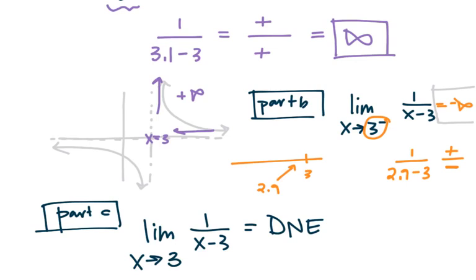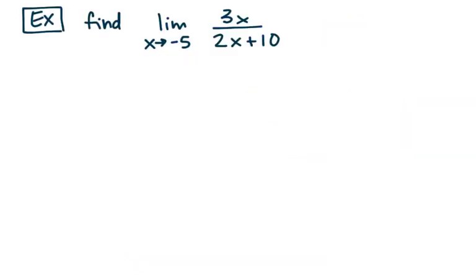All right, we'll look at one other example here. In this example, we're going to find the limit as x approaches negative 5 of 3x divided by 2x plus 10. So we are dealing with a rational function here. And if we look at the denominator, what happens when we plug negative 5 in for x? 2 times negative 5 is negative 10 plus 10. We would get 0, right?